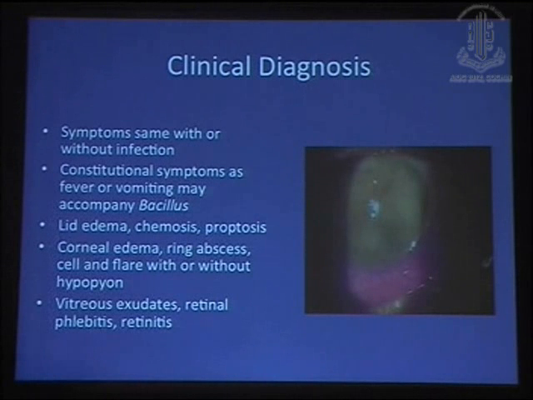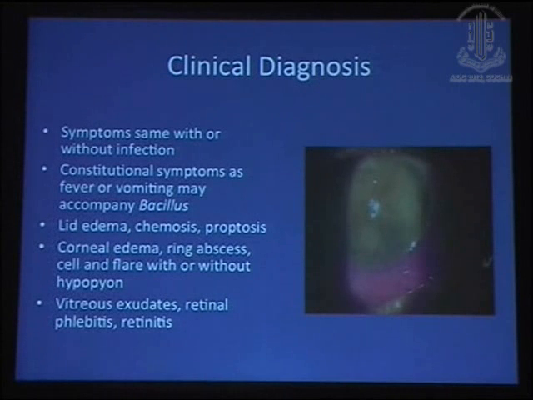So clinical diagnosis is a little bit like this. The symptoms are the same with or without infection. So it is a little tricky situation, because a trauma will have similar symptoms, and if there is added infection, it's difficult to distinguish sometimes. A very important thing is the constitutional symptoms, as fever or vomiting may accompany Bacillus. So if you suspect a traumatic endophthalmitis, you are not sure exactly, but if you see this patient is having a history of vomiting or a high fever, then you go towards the line of a virulent organism like Bacillus.